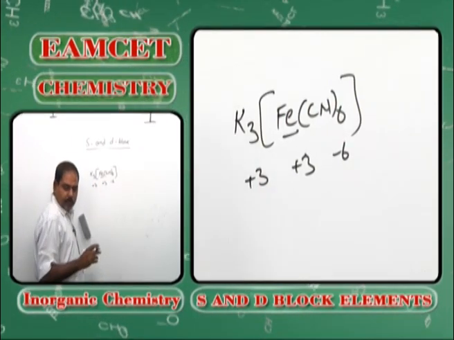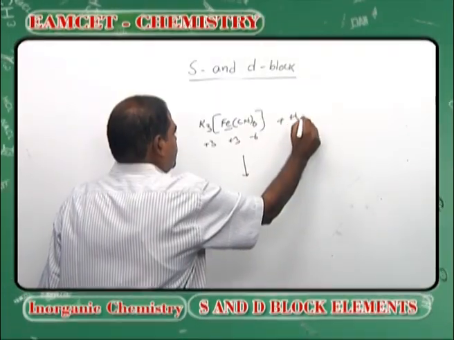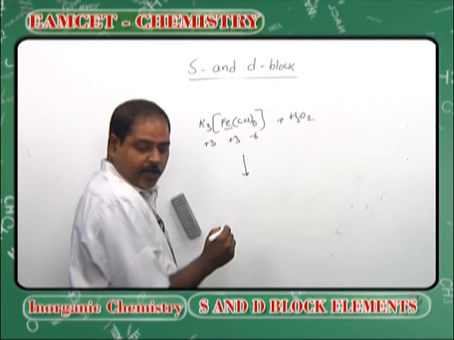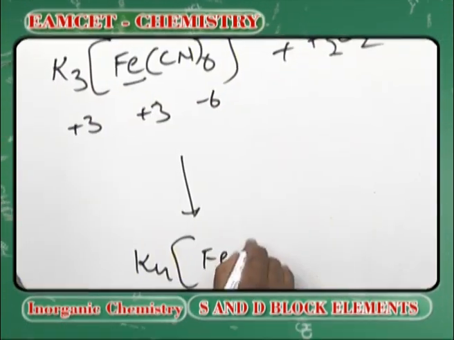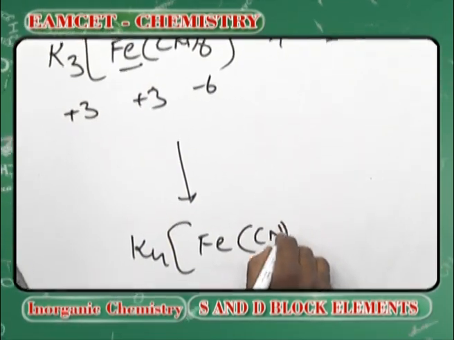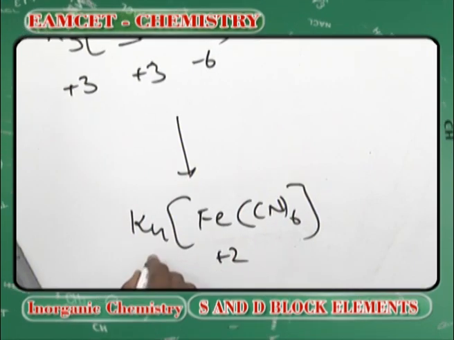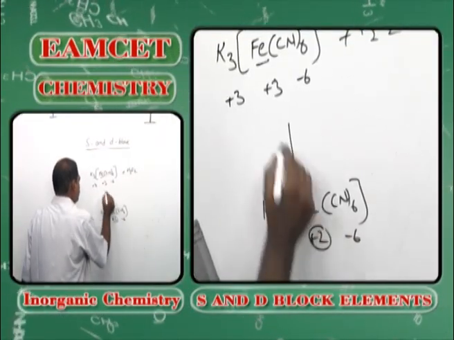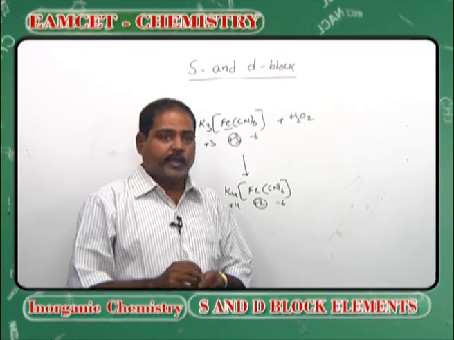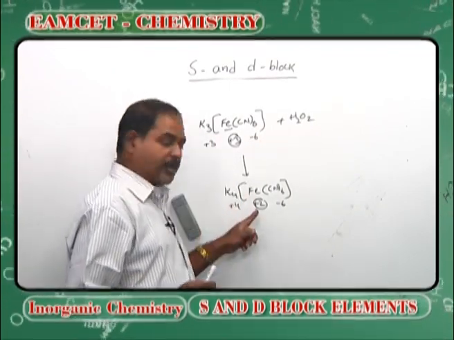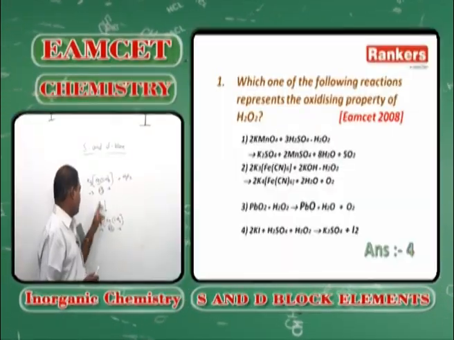So, the reactants you have this. H2O2 is responsible for this. And what is the product? K4Fe(CN)6. So, you should immediately notice that plus 3 to plus 2, plus 4 minus 6 plus 2. You observe the change in oxidation number. So, what is H2O2 doing here? Plus 3 to plus 2. This is once again called reduction. So, H2O2 is acting as a reducing agent.